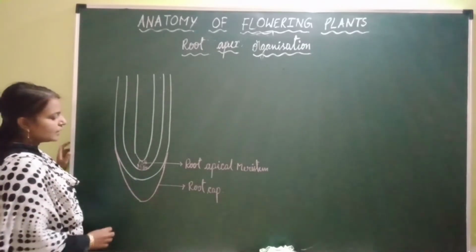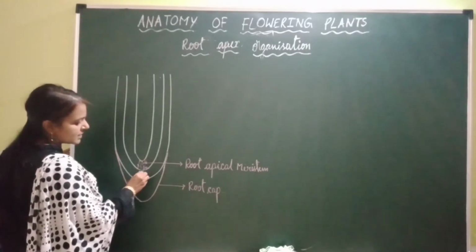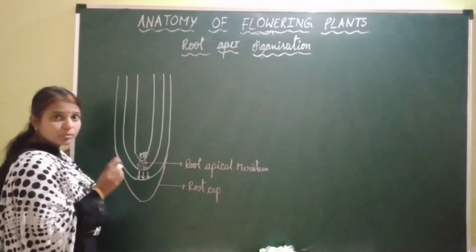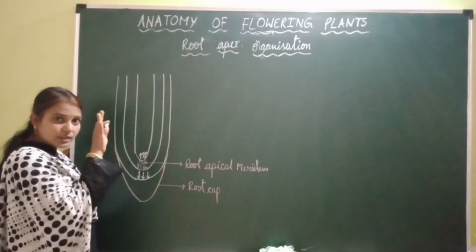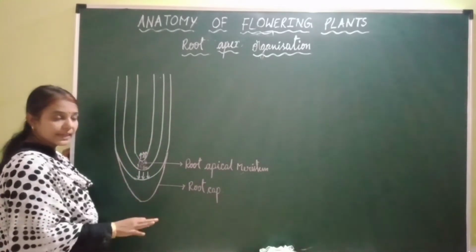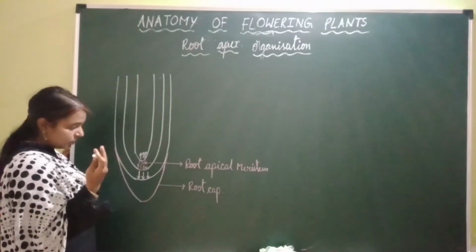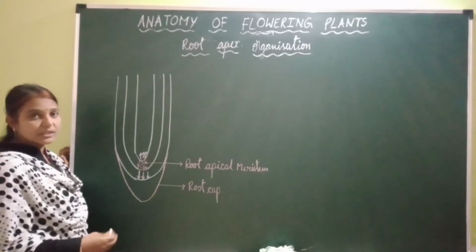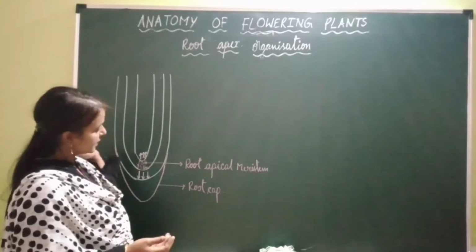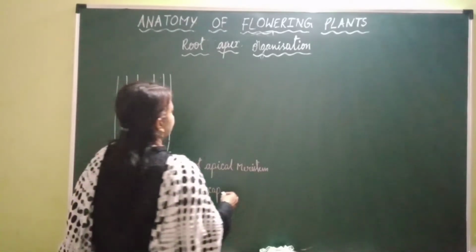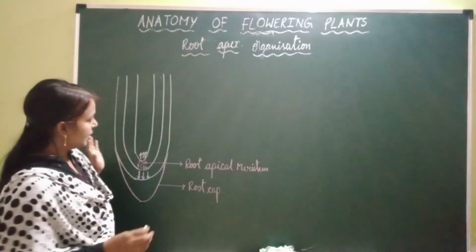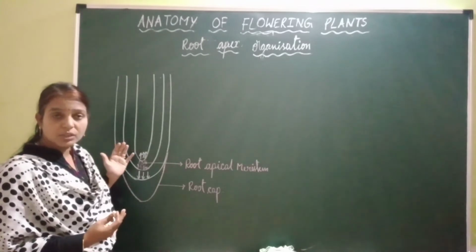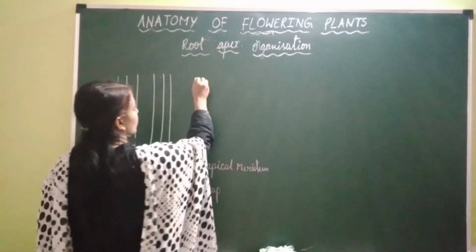Okay, so this root apical meristem cuts off cells towards the lower side and even towards the upper side. Whereas the shoot apical meristem cuts cells only towards the lower side, only towards the basal side. The root apical meristem cuts cells towards the apex and even towards the base. Here there is no broadening and narrowing of this root apical meristem as we saw in the case of shoot apical meristem.